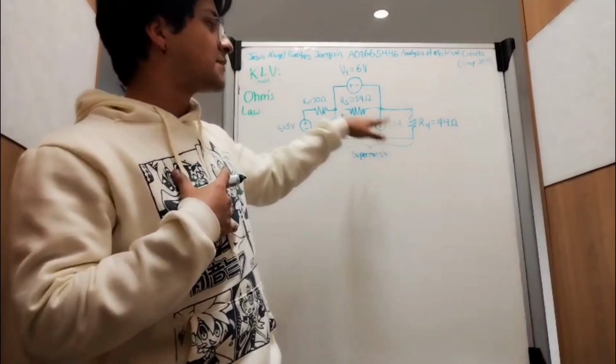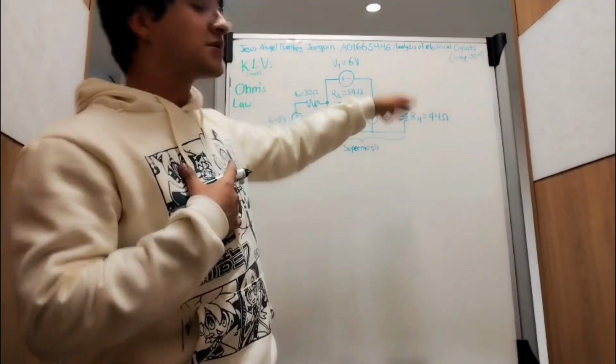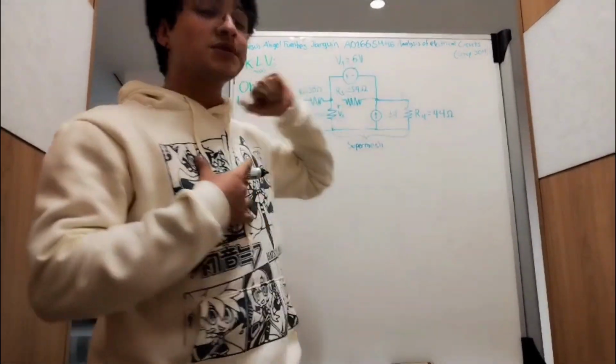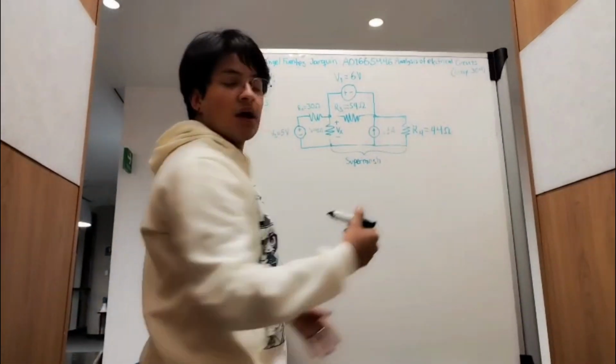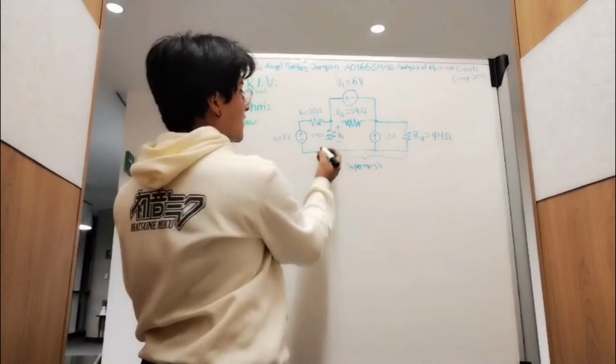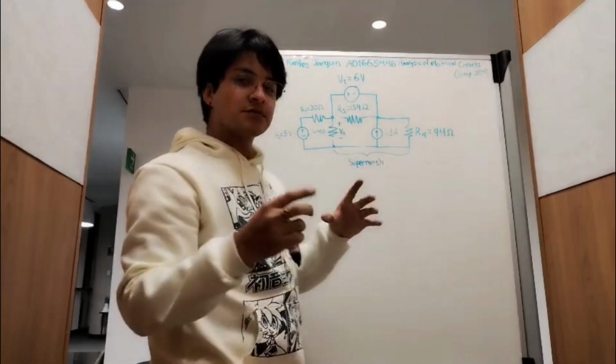What is a supermesh? A supermesh is a special situation in which two meshes are interacting with each other because they have an independent source between two of them. So this is going to define how our supermesh is going to be defined. In this case, we have mesh 1, 2, 3, and 4. So 2 and 3 are going to be interacting with each other.